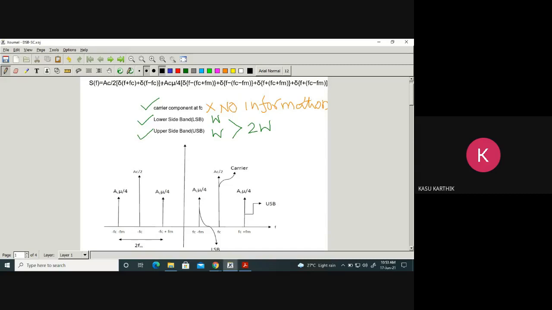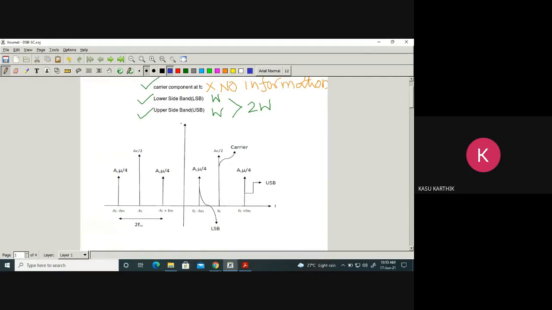Now, here, let us look at the spectrum of a single-tone AM signal. So it contains impulses only. Why? Because what is m(t)? m(t) is Am cos 2 pi fm t. Obviously, if m(t) itself is a cos function, and c(t) is also a cos, you get all impulses, isn't it?